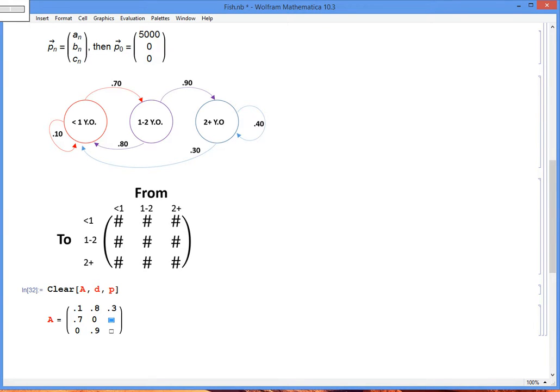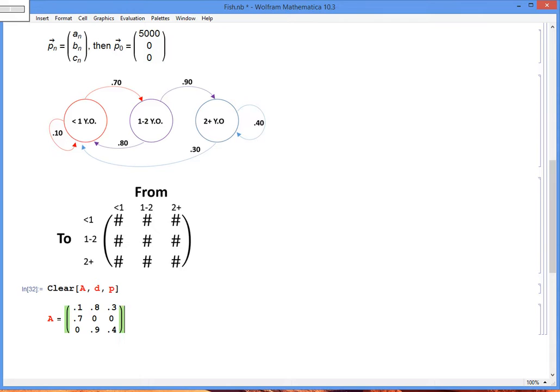If I'm 2 plus years old, I can't go back in time and get younger. But if I do survive, I stay in the same state, and my survival rate's 40%. Right, so there's my A matrix. The other thing I need is my initial condition, so my P naught. P naught equals, we've already talked about this vector before, 5,000 fish that were less than 1 year old, and that was it.